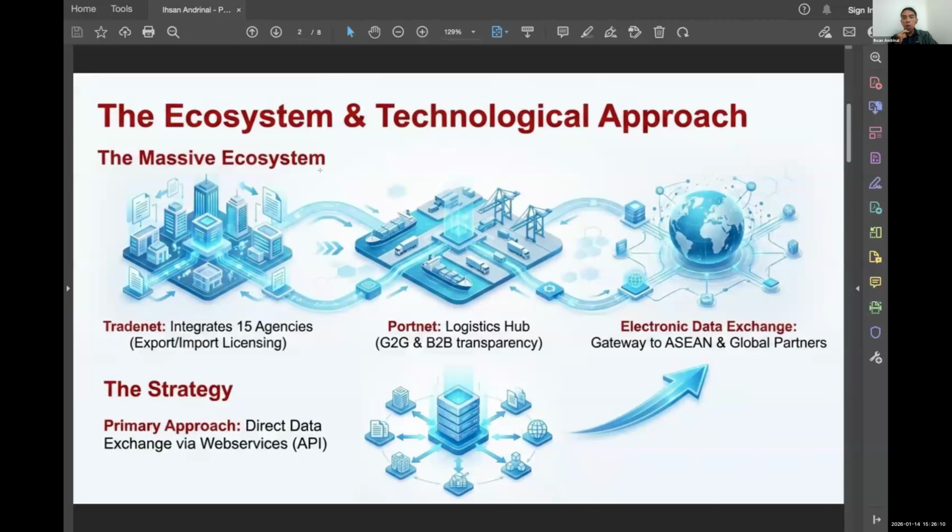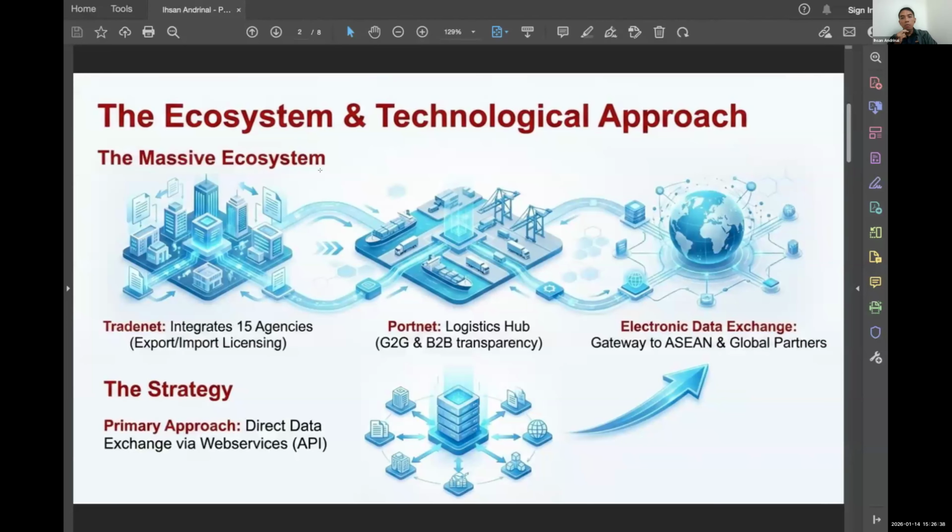The second one is Portnet. This is our logistic ecosystem hub. It connects government agencies with terminal operators, shipping lines, and banks. It ensures efficiency and transparency in all port-related activities. The next one is our electronic data exchange system. It acts as the gateway connecting Indonesia with Asian and global partners.